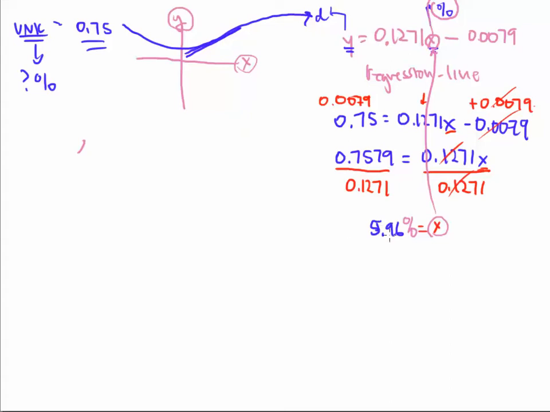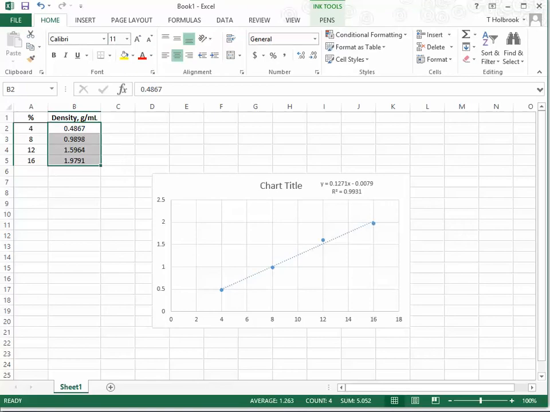Now, sig figs. Remember, sig figs are important. So you want to keep in mind sig figs when you report your answer. So this is how we will use Excel to generate a graph that we call a calibration curve. Use the information of the calibration curve to figure out an unknown concentration that's given to me.